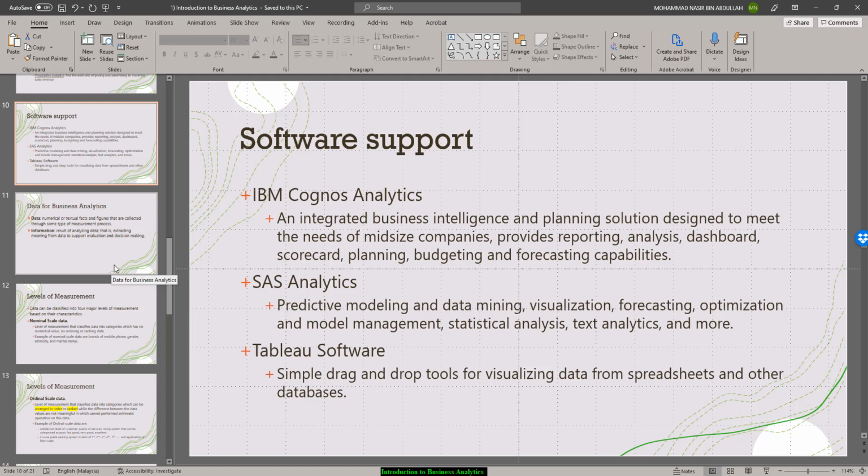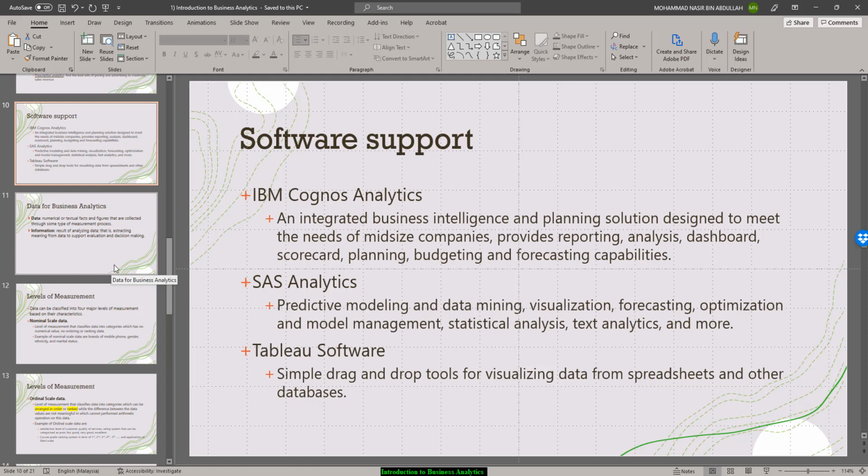So IBM software, IBM Cognos Analytics. So this is an integrated business intelligence and planning solution designed to meet the needs of mid-sized company. Provide reporting, analysis, dashboard, scorecard, planning, budgeting, and forecasting capabilities. Right. So this software require no previous analytical experience. Right. Dia ada customer support.